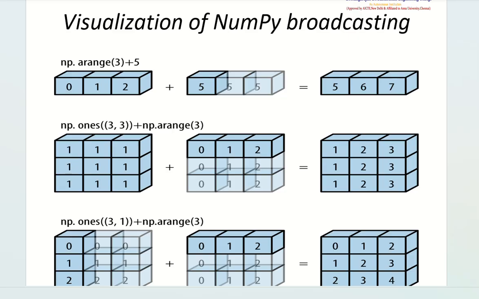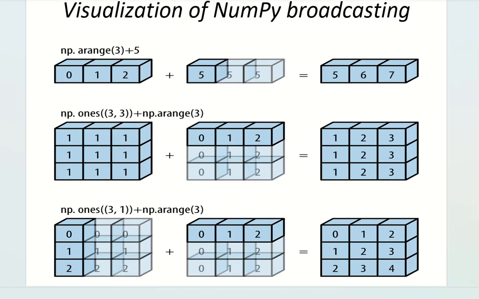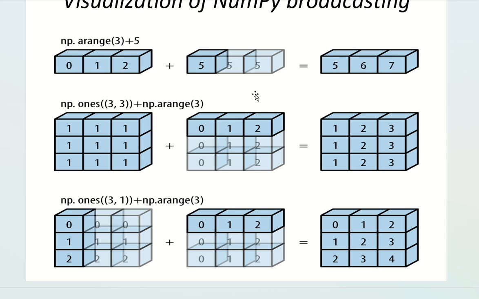Here you will see the visualization of NumPy broadcasting. For np.array we have three columns 0, 1 and 2, and for adding we have only one column. So we'll use this 5 to add with the other three elements. So 5 plus 0 is 5, 5 plus 1 is 6, then 5 plus 2 is 7. Likewise for the next step.